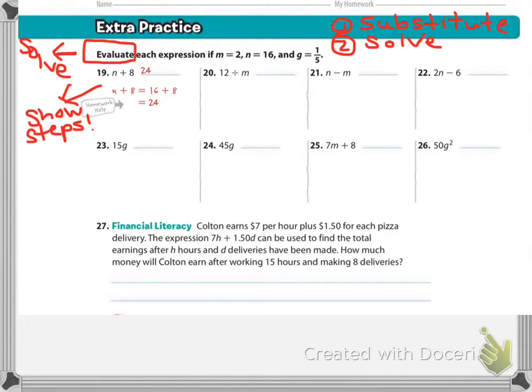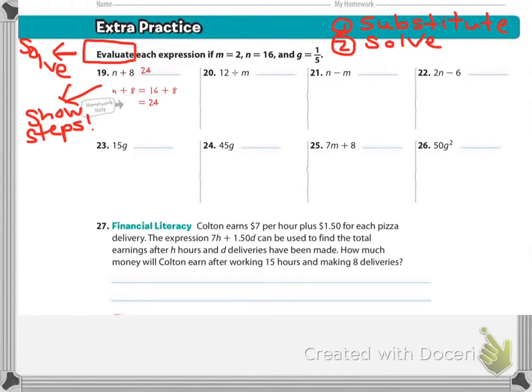So notice that on number 19 for this page, they have shown you the steps. This is how you should be showing me your work, like they did for 19. You're substituting. If you look back in the directions, it says evaluate, which you know means to solve. Evaluate each expression if. And you have a lot of problems, and you're going to refer to the m equals 2, the n equals 16, and the g equals 1/5. So be careful with the fraction.